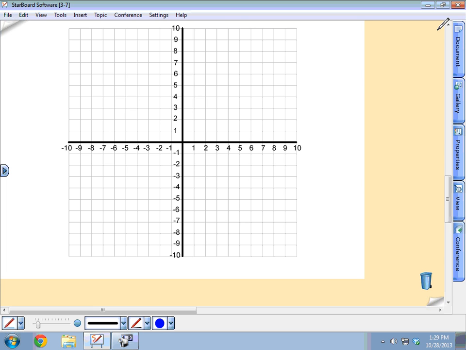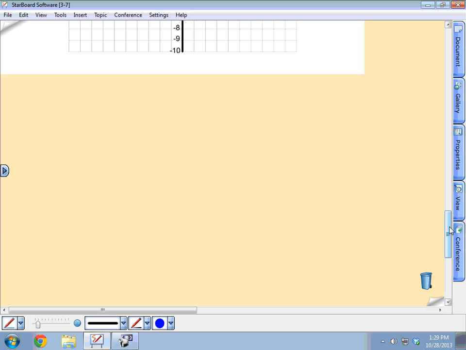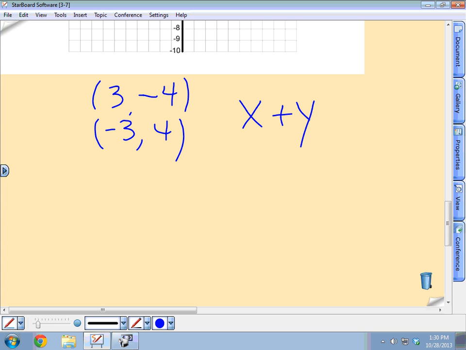So before you get to the graphing ones, like number 1 gives you a couple of points, and they'll give you the point 3, -4, and -3, 4. And then they give you the inequality x plus y is greater than 0. Okay? And it says tell whether each ordered pair satisfies the given inequality.